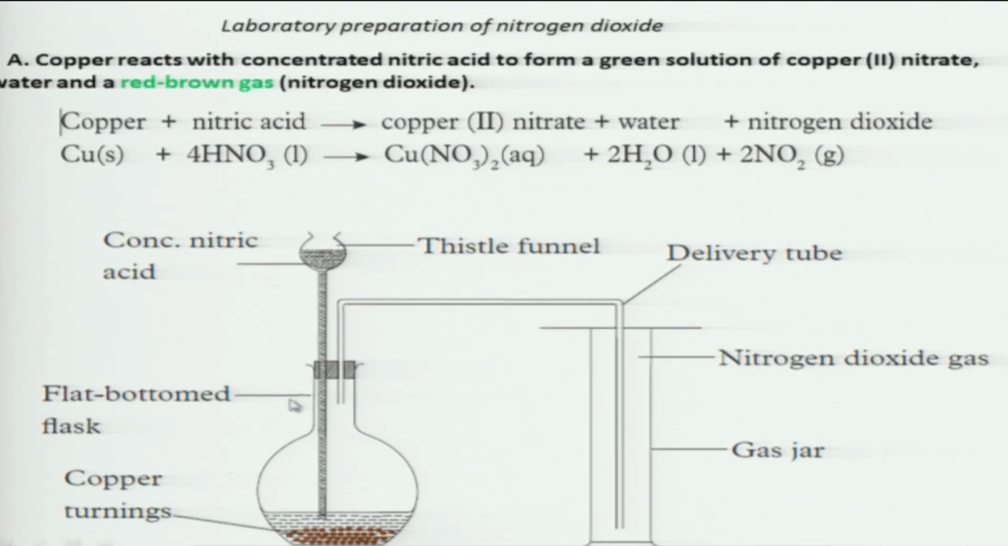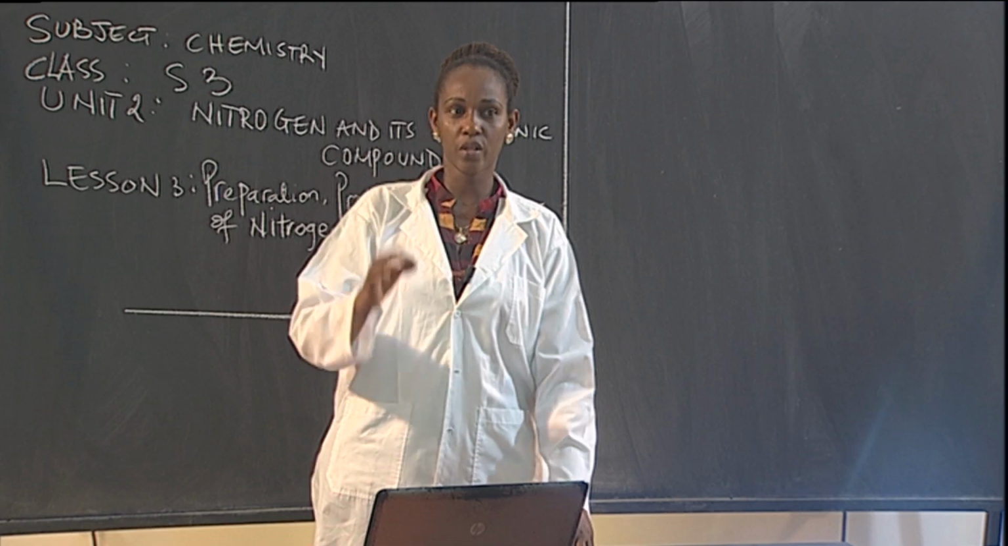So that is the diagram. You see, you have here concentrated nitric acid, right, being poured onto copper turnings. This is the round bottom flask. We use the thistle funnel. This is a delivery tube. This is a gas jar where nitrogen dioxide is collected, all right? So when we look at the diagram, you need to know how to draw it properly, label it, and write the equation of reaction.